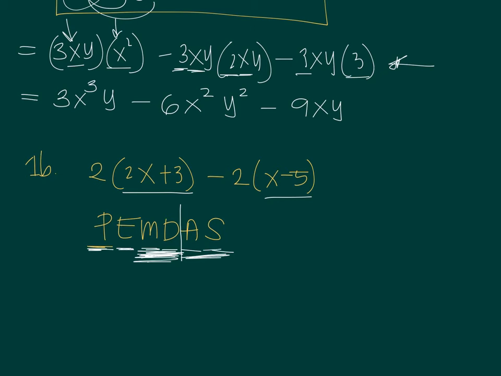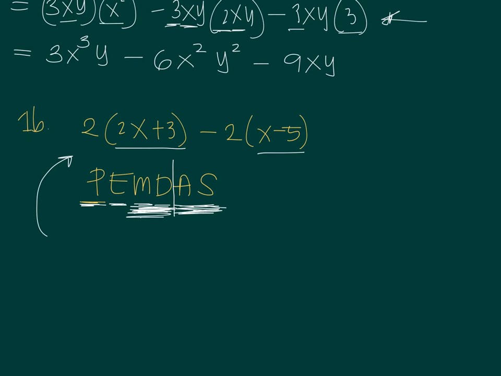Similarly, addition and subtraction can happen in any order. If you want to subtract first, that's okay. If you want to add first, that's okay. Okay, so going back to the given expression, we have 2 times 2x plus 3 minus 2 times x minus 5. Since we know that the distributive law is applicable to this group of expression and to this group of expression, that's the first thing that we can do.